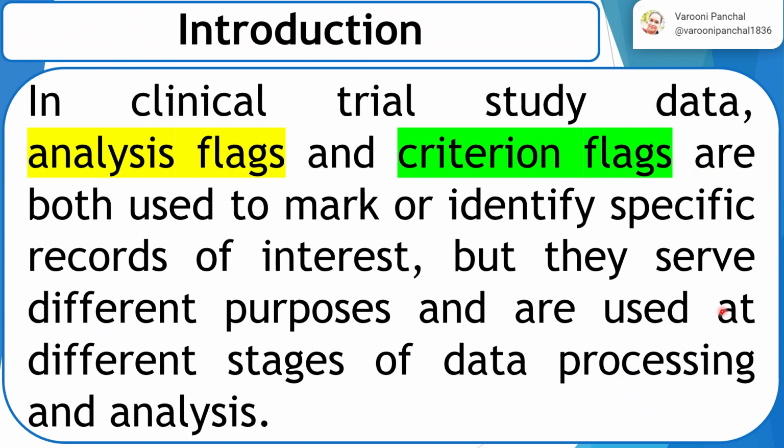Introduction. Both these flags, analysis flags and criterion flags, are used to mark or identify specific records of interest, but their purpose is different and they are used at different stages of data processing and analysis, in different scenarios and with different examples. So today I will discuss that.